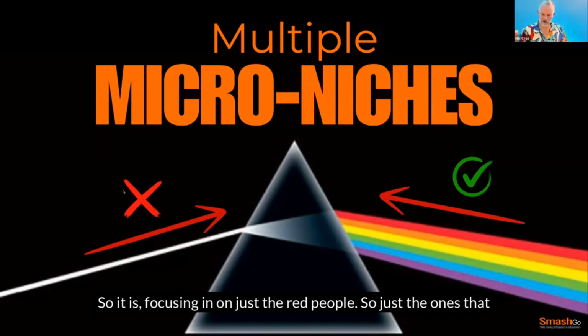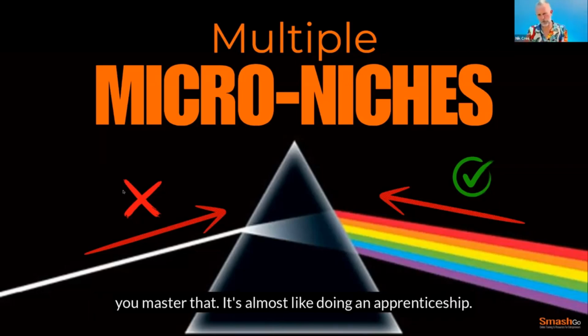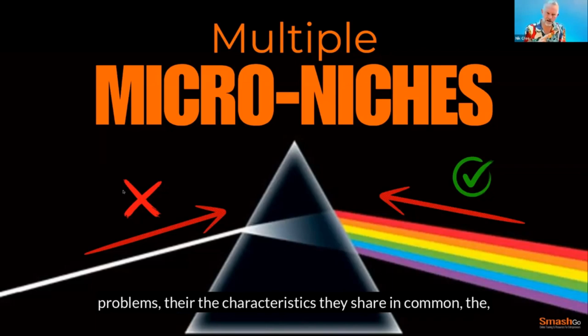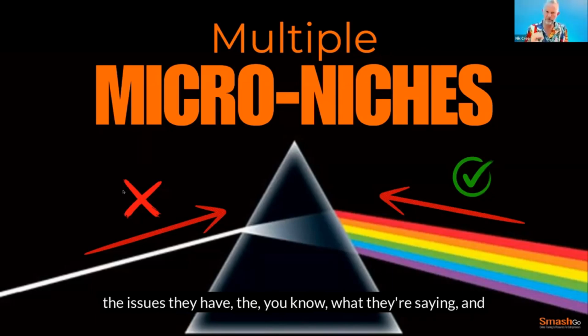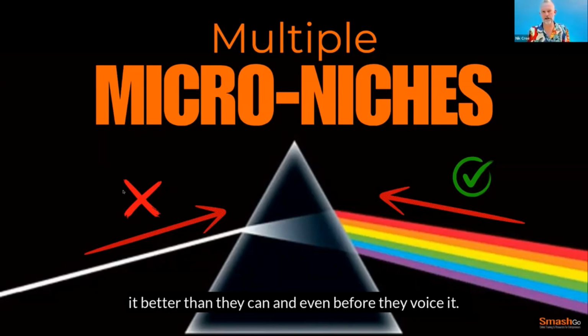So it is focusing in on just the red people. So just the ones that are colored red. You master that. It's almost like doing an apprenticeship. So what you're looking for is their pain points, their problems, the characteristics they share in common, the issues they have, what they're saying, and you're getting to know that so well that you can articulate it better than they can, and even before they voice it.